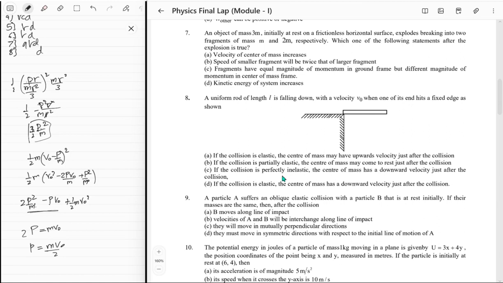Okay, I don't know, C doesn't seem correct to me. If the collision is partially elastic, the center of mass may come to rest just after the collision. May come to rest. No, I think it will give it more energy, in fact, than what it had before. What will happen in an inelastic collision? Center of mass may have a downward velocity just after collision. Yes, because the kinetic energy is completely lost, right? That should be the thing.